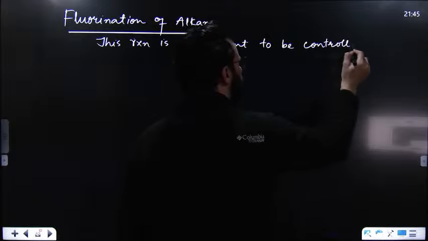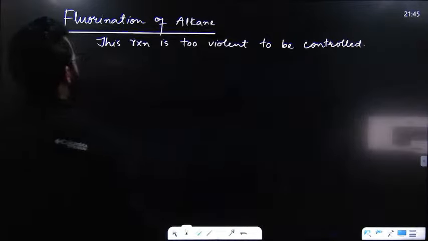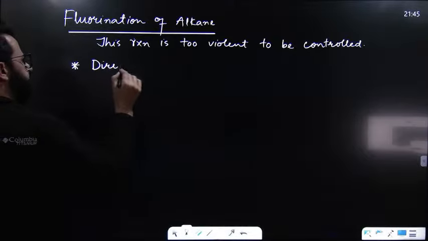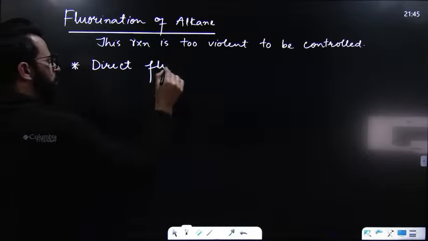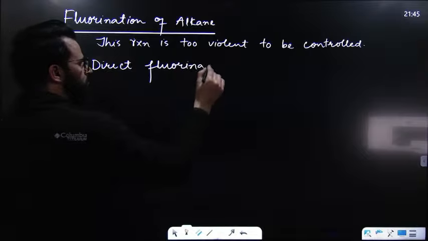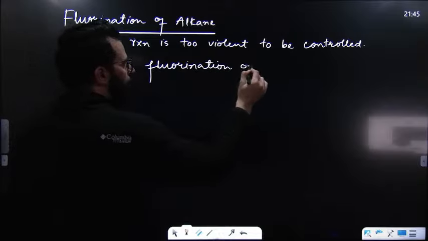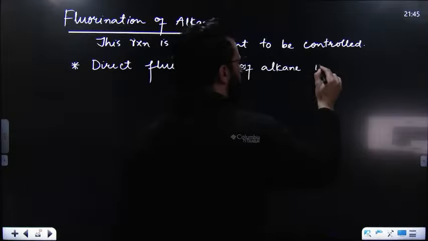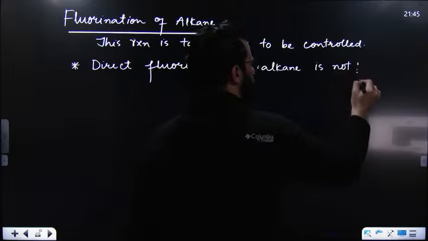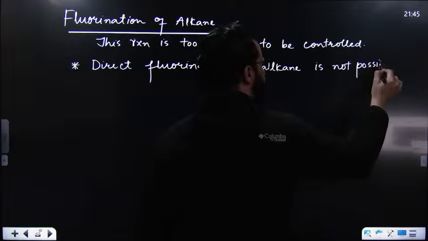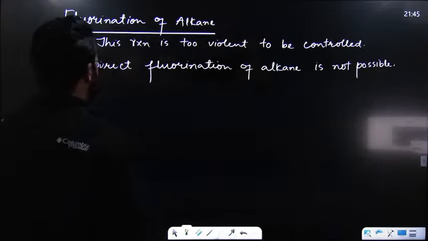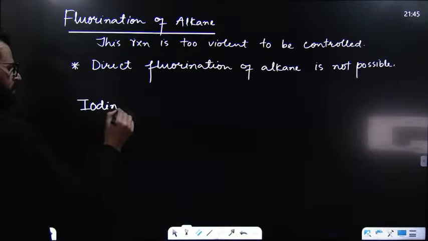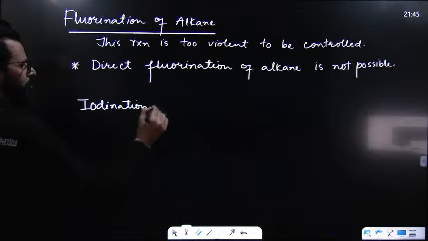If this reaction is too violent to be controlled, we can simply say direct fluorination of alkane is not possible. So, after that, we will be having iodination of alkane.